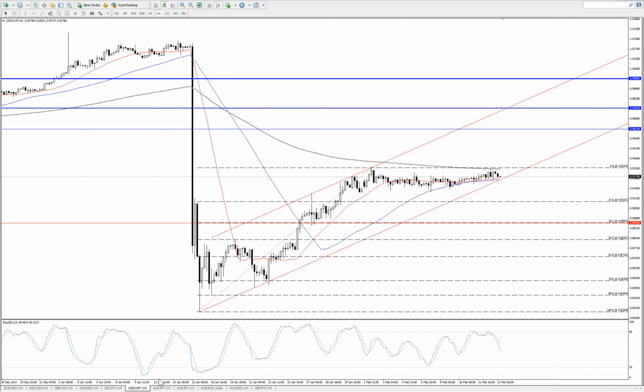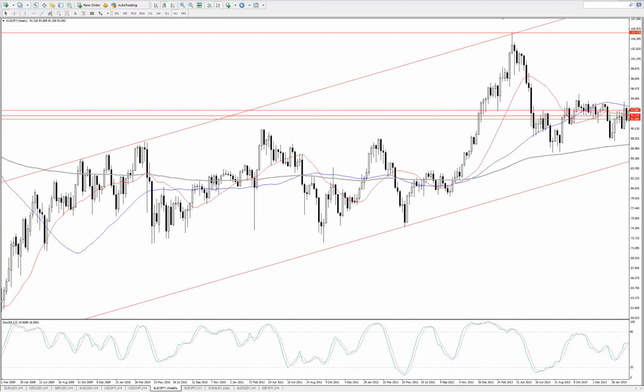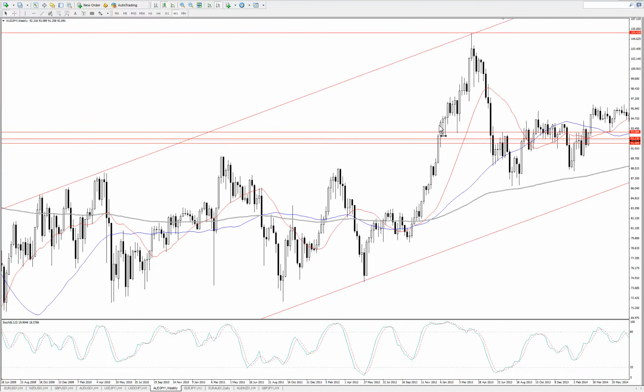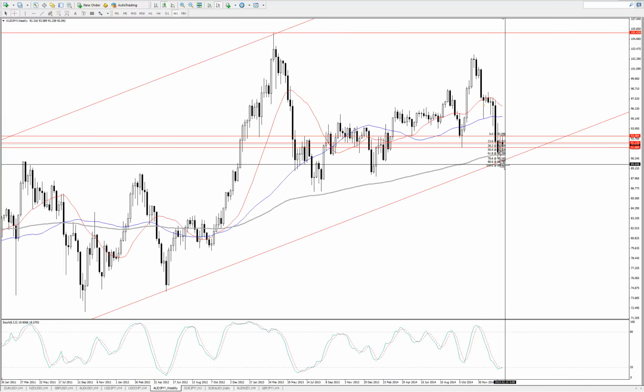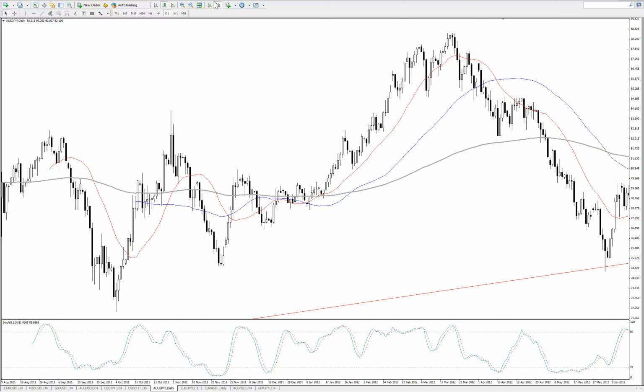And finally, I would like to touch on the Aussie against the Japanese yen. Based on the weekly chart itself, there is a rising trend channel. So this is a very prominent one, and the thing is that price has come down and got supported at the bottom of the rising trend channel. Therefore, we are actually looking for long opportunities.